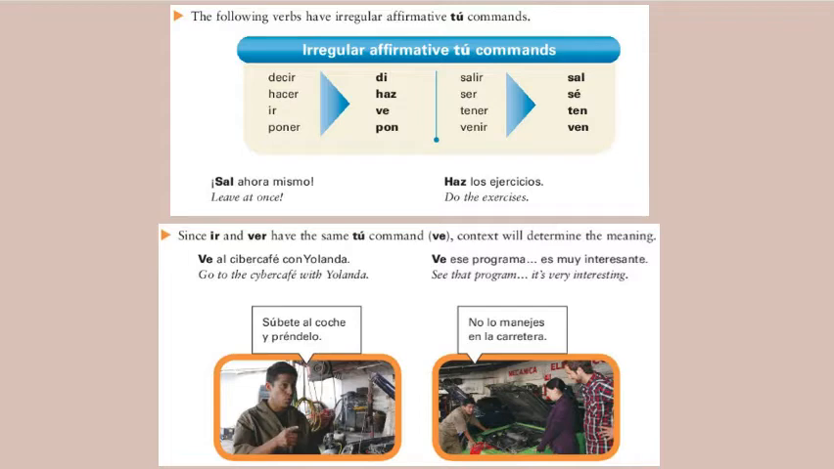Since ir and ver have the same tú command, which is ve, the context will help determine the meaning. Por ejemplo, ve al cibercafé con Yolanda, go to the cybercafe, or ve ese programa, see that program.